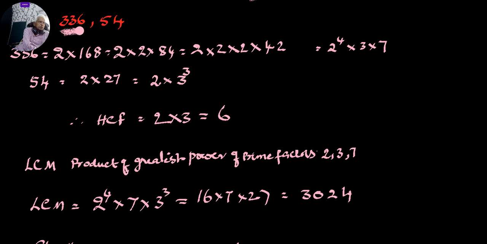Next pair is 336 and 54. 336, when you divide into prime factors, you will get this. 54, when you divide, you will get this. What are the common factors?